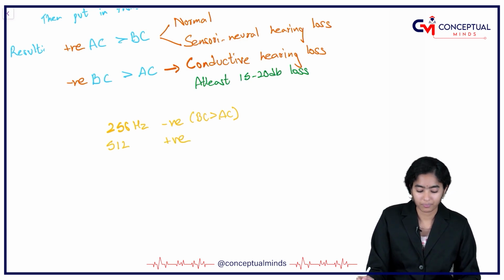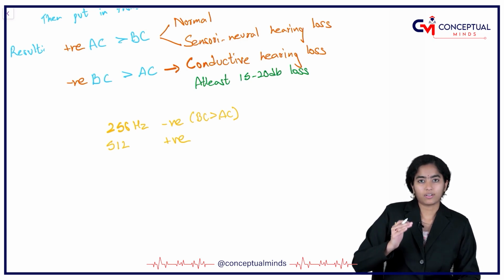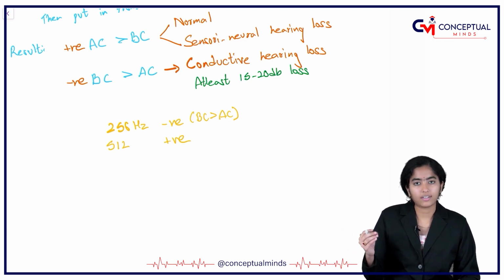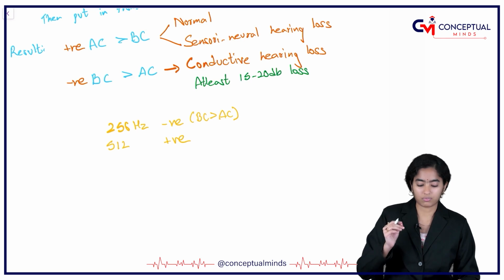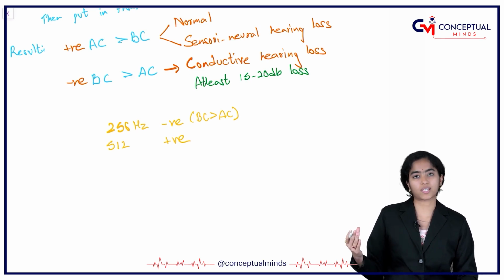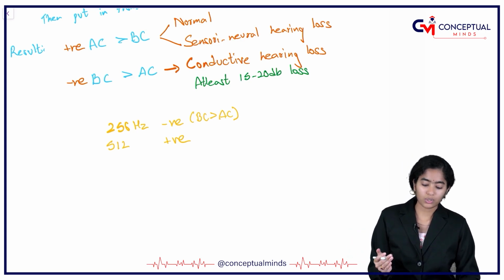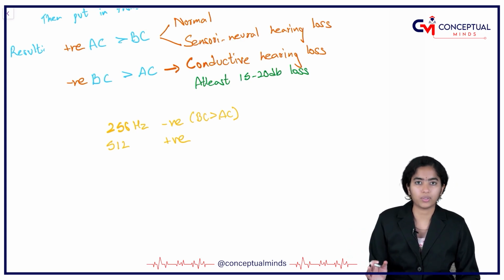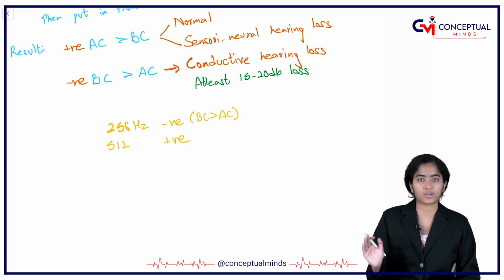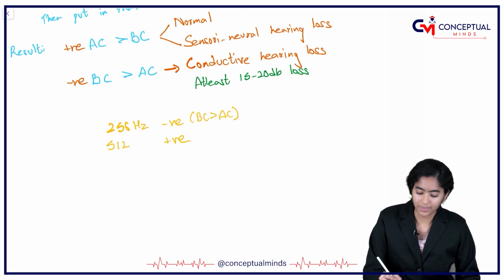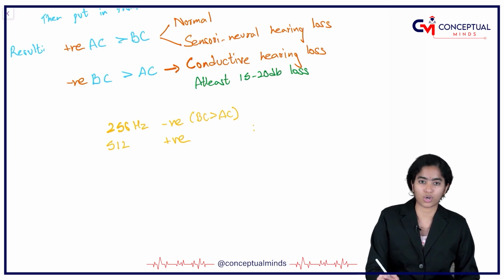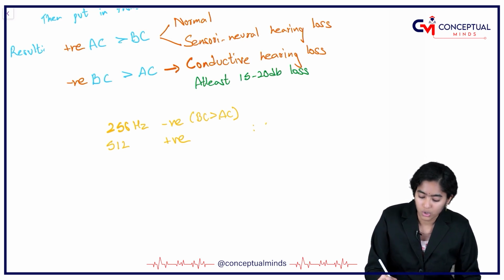What does that mean? As the frequency increases, hearing becomes better. As the frequency of the sound increases, it becomes more and more sharp and hearing becomes better. So at 256, the patient is not able to hear, but at 512, his air conduction and bone conduction are the same. That means he is having a hearing loss of approximately 20 to 30 decibels.